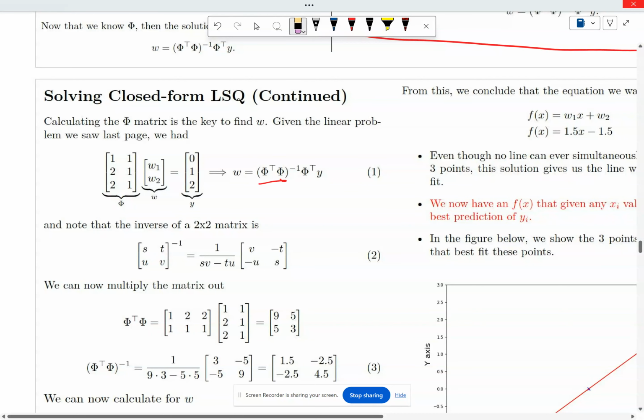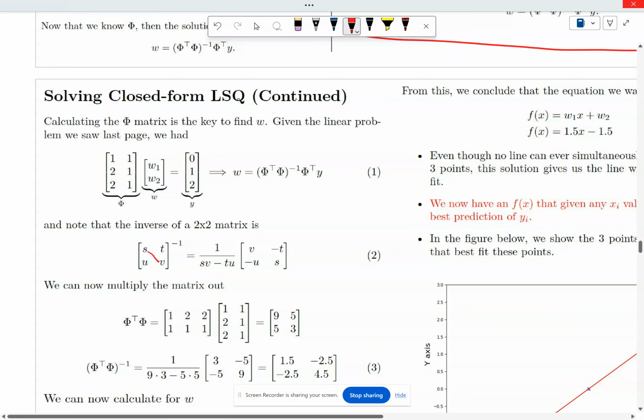Now, the first thing you need to know is when you have a matrix and you want to find the inverse, there's a trick for a 2 by 2 matrix. You calculate this value: 1 over s times v minus t times u. Okay, one more time: s times v minus t times u. So this is the inverse of the determinant.